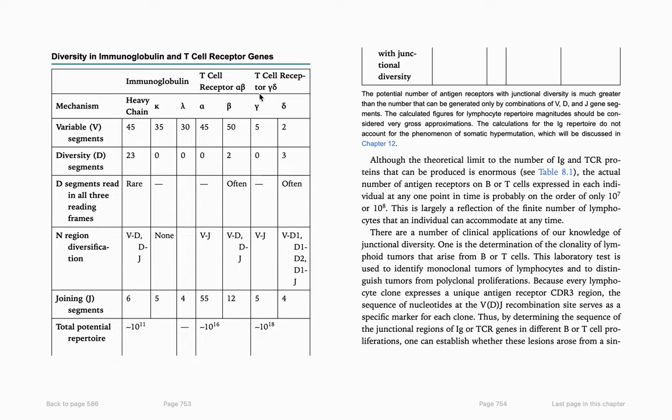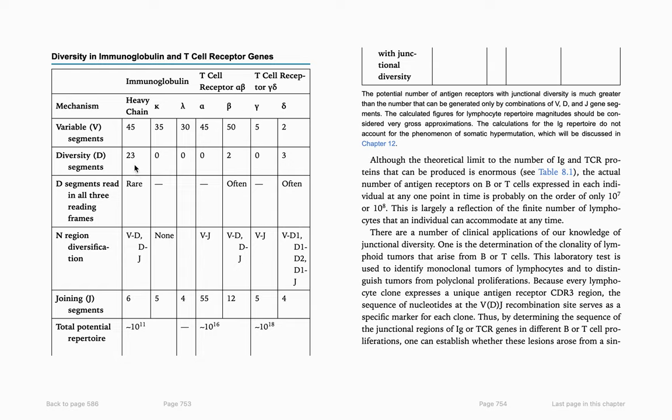Immunoglobulin, T cell receptor. This mechanism: heavy chain, kappa, lambda, alpha. So you can see the variable in heavy chain. Here, this is in immunoglobulin. This is T cell receptor alpha and beta, T cell receptor gamma and delta.